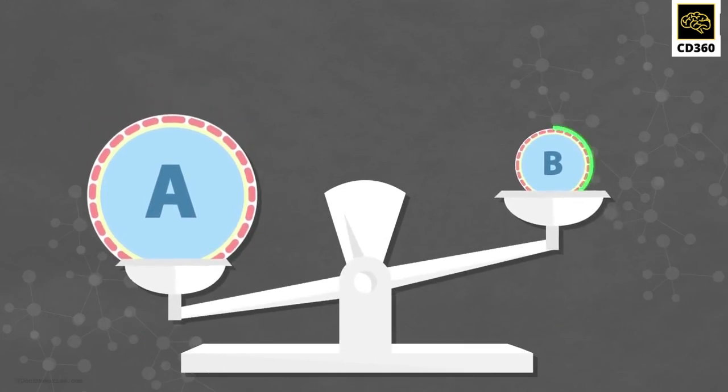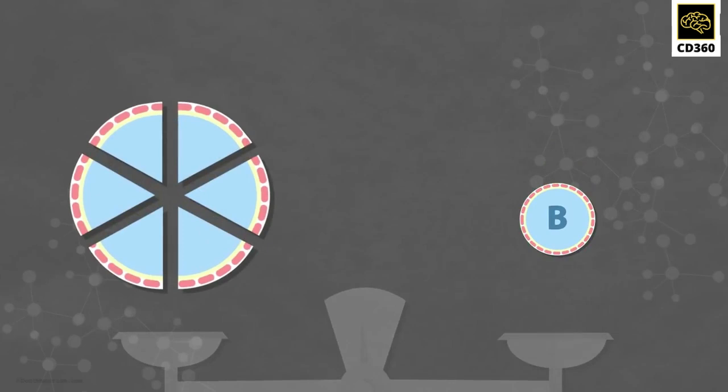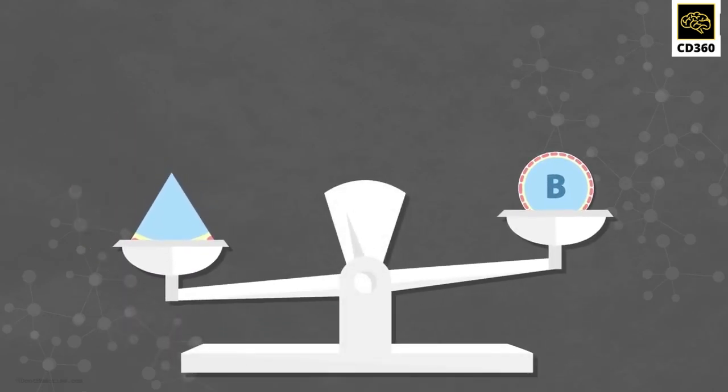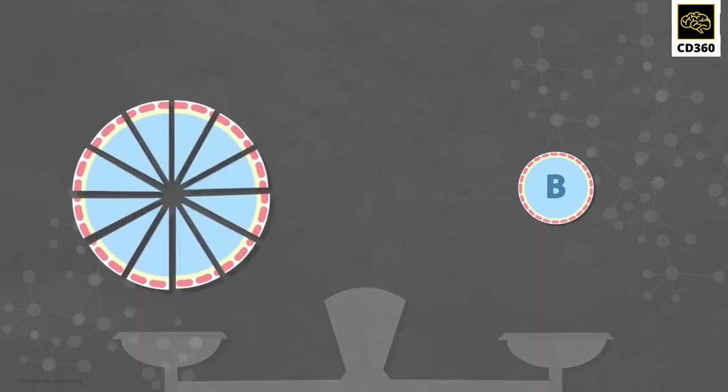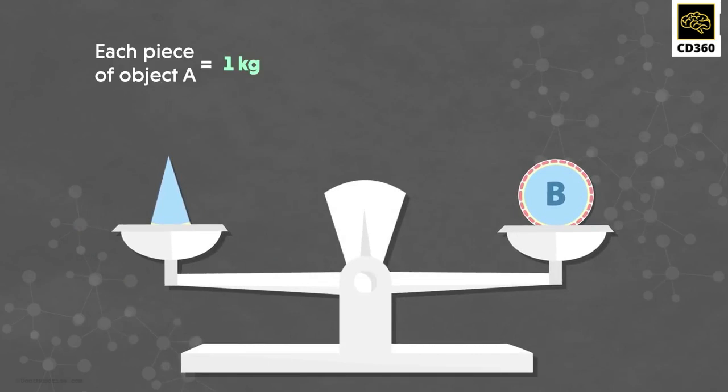Now if we want to find the weight of B, we will need something smaller to compare it to. So let's say we cut object A into 6 equal pieces. And now we compare the weight of object B with one piece. We see that this piece is still heavier than object B. This probably tells us that we need a smaller piece for comparison. So let's assume we cut object A into 12 equal pieces, which means each piece weighs 1 kilogram. And now when we place them on either side of the balance, we see that it's in equilibrium.